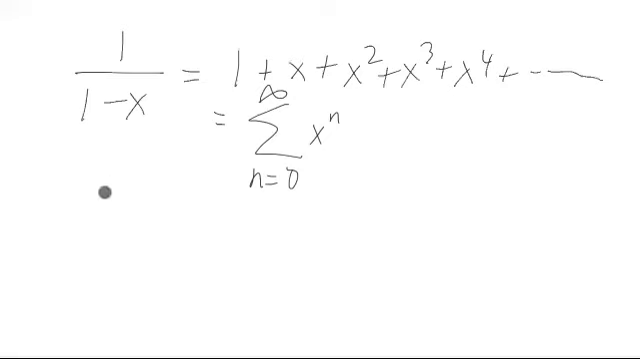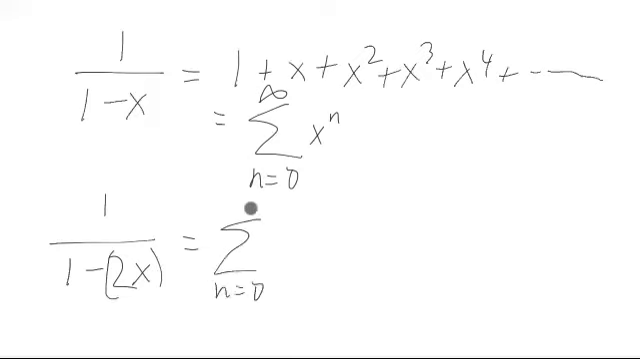Or if we have like 1 over 1 minus 2x, we could say that this is, quite literally just stick the 2x into this series right here. So like this, and you could even rewrite it as 2 to the n times x to the n, and that's fine.